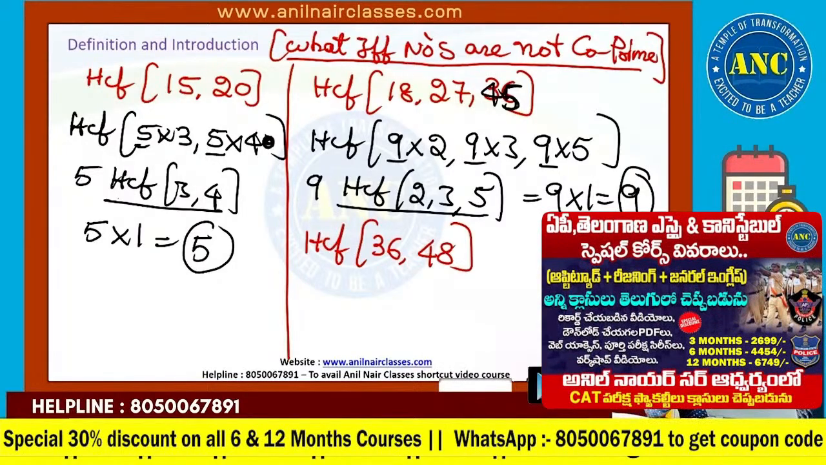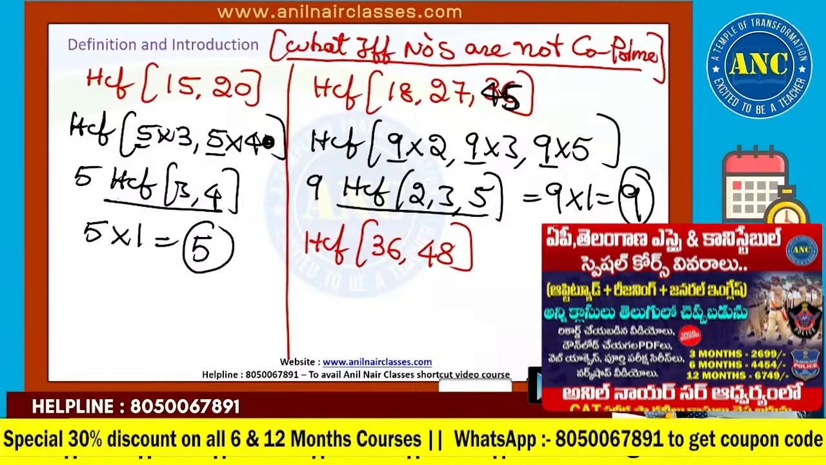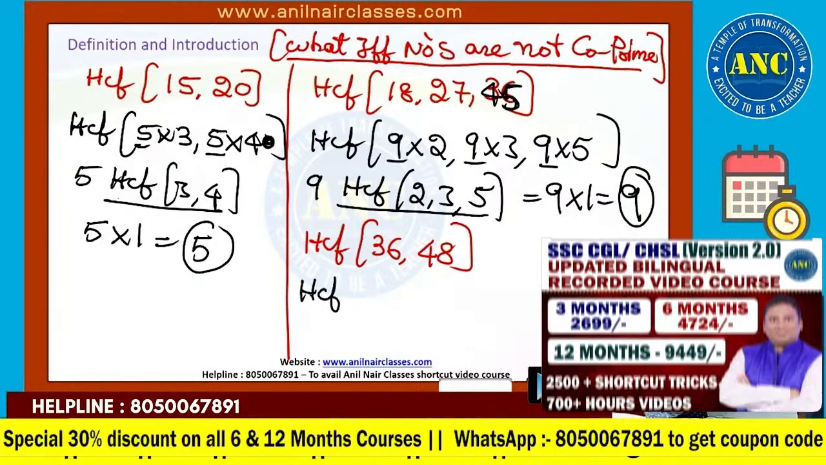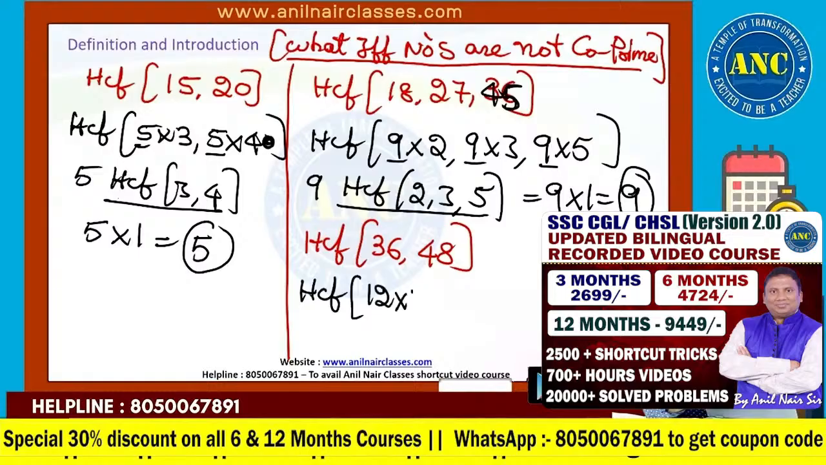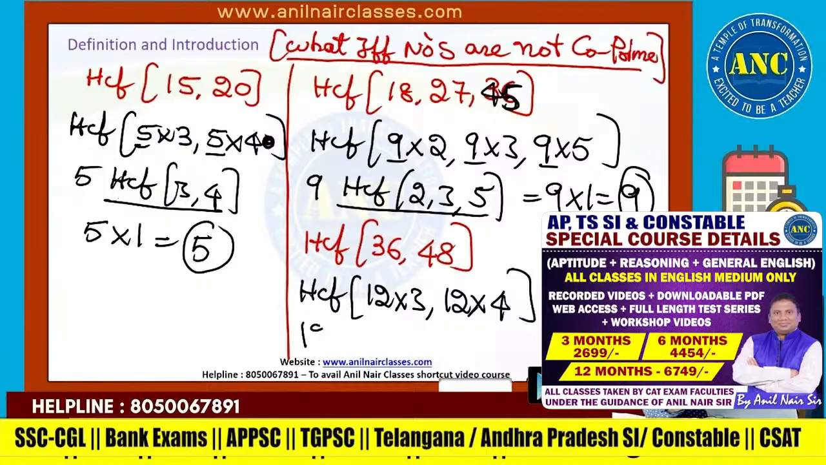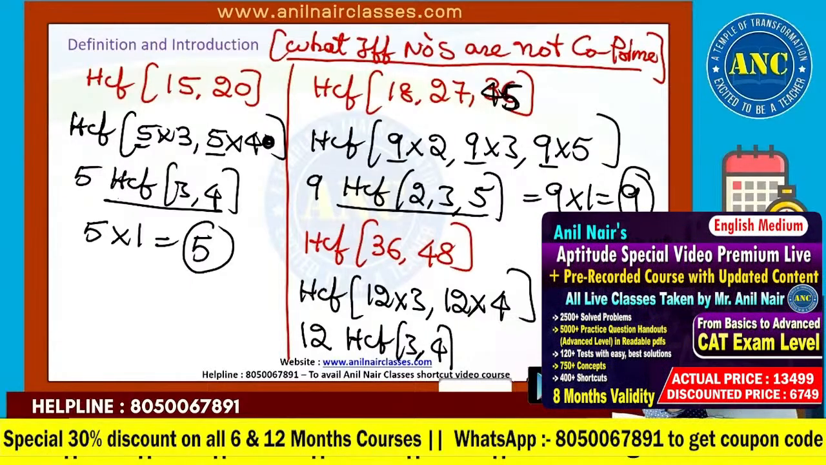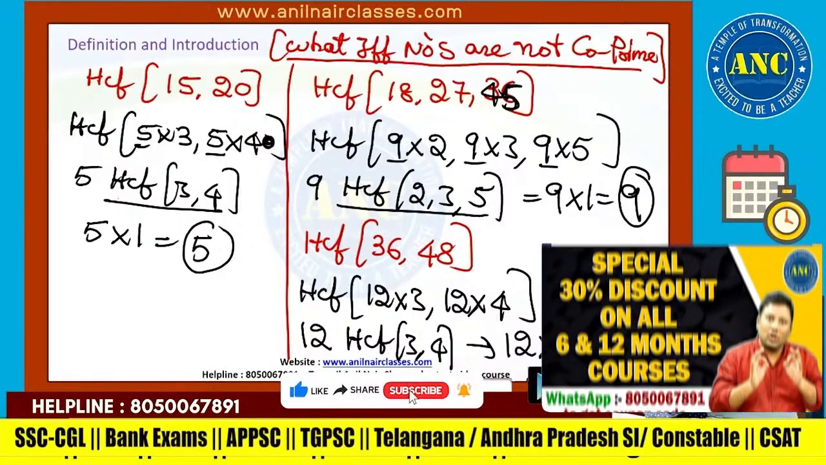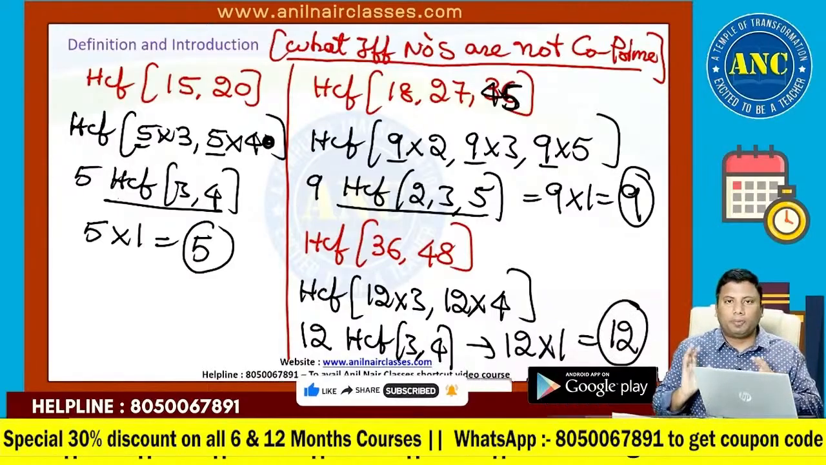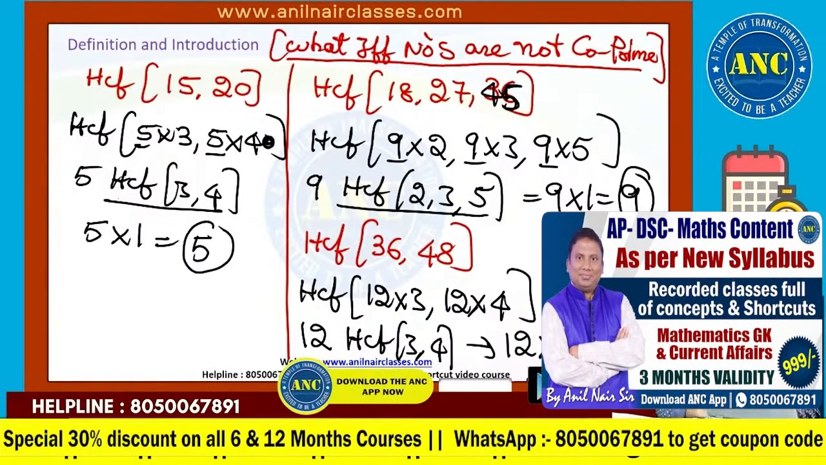Same like what we did in LCM. First we will understand the definition of HCF. Then we will solve some very high quality problems. HCF of 36 comma 48. 12 into 3 comma 12 into 4. Take the factor common out. 12 is taken out. HCF of 3 comma 4. 3 comma 4 are co-primes. So 12 ones are 12. If the numbers are not co-prime to each other, make them co-prime to each other.